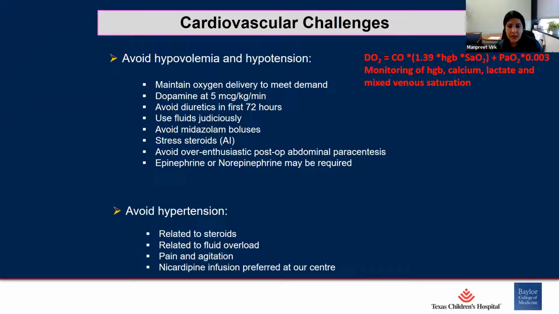Stress steroids, particularly hydrocortisone, are used in patients with history of adrenal insufficiency or catecholamine-resistant shock. And then coming back to the abdominal paracentesis, that's reserved for a select number of patients that we think would benefit from drainage of the peritoneal fluid. And then epinephrine and norepinephrine can also be used post-op in addition to dopamine, especially in cases with vasodilatory shock. Our goal is to avoid hypertension. However, in the short term, hypertension is well tolerated. It's related to high-dose steroids that are used and needed post-operatively, also related to fluid overload, pain and agitation. And then we do at our center use a low-dose nicardipine infusion to help control the blood pressure.